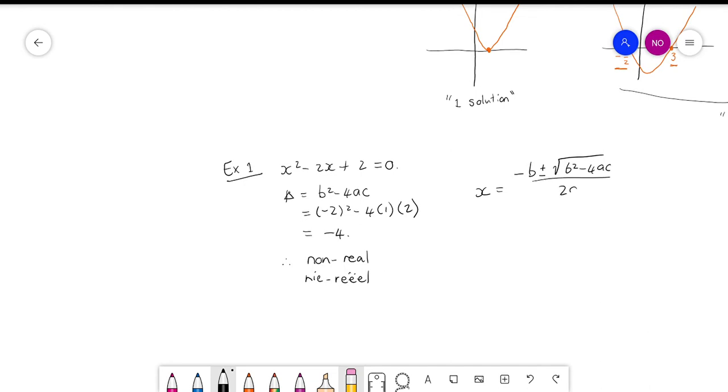Over 2a. Okay, so ons gaan tik in minus minus 2 plus vierkantswortel van minus 2 kwadraat. So it's minus minus 2 plus or minus 2 squared minus 4 times 1 times 2 over 2 times 1. Okay, ek dink julle gaan hierdie video weer rustig by die huis moet gaan kyk.